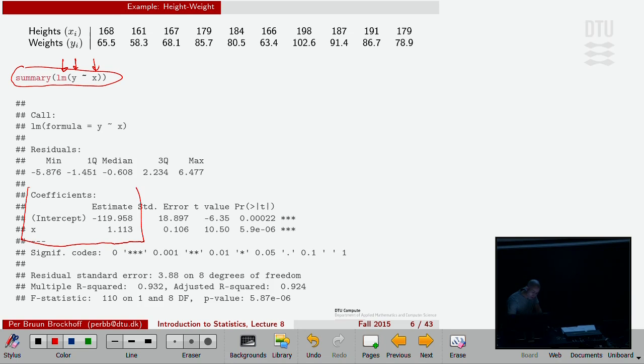First thing to notice is it spits out the line. What is the line in this case? The line is the line with slope 1.113 and intercept minus 120. That is where it hits the 0 point on the y-axis. This is the line that I plotted. We call them beta 0 and beta 1, beta naught and beta 1. That's our name for, sorry, intercept and slope.